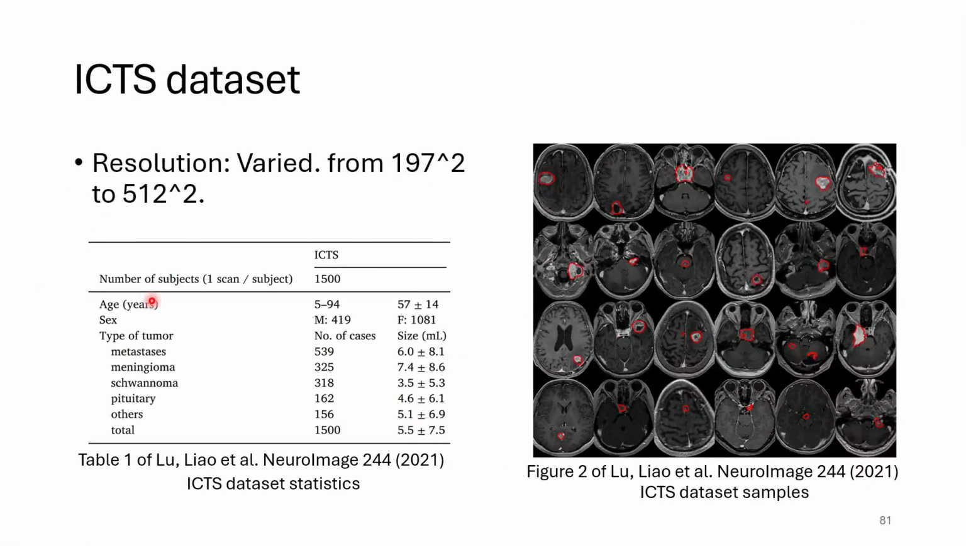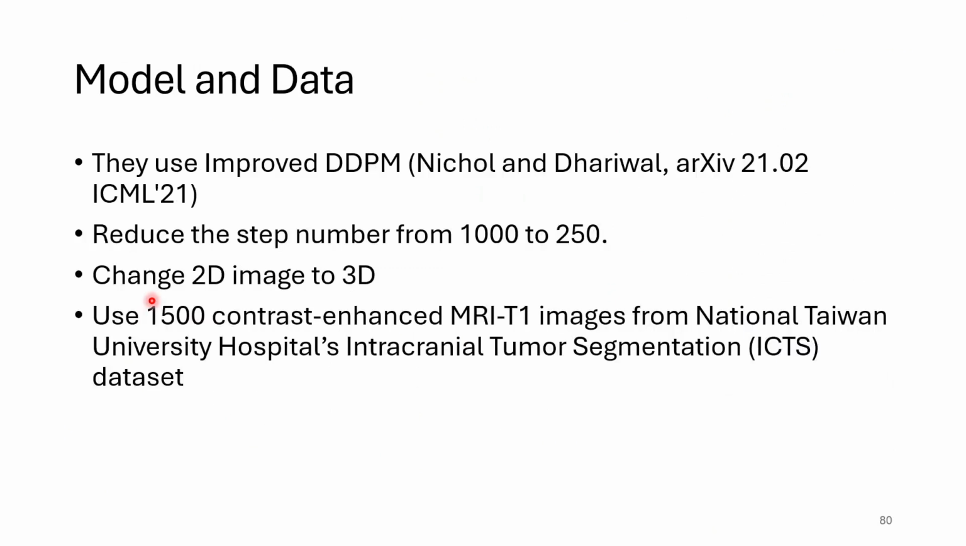Okay, so they need training data. How do they get the training data? They get 1,500 contrast enhanced MRI T1 images from National Taiwan University. They call it the ICTS dataset, intracranial tumor segmentation dataset. Alright, fine.